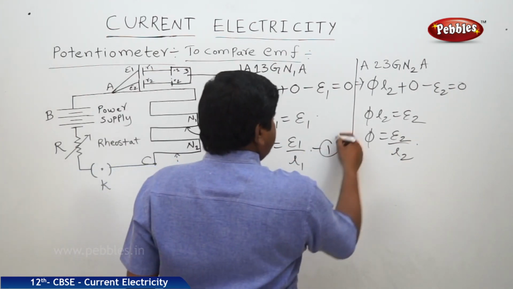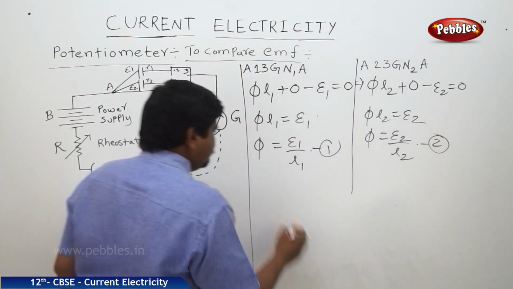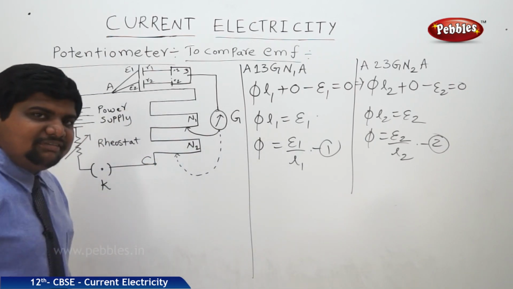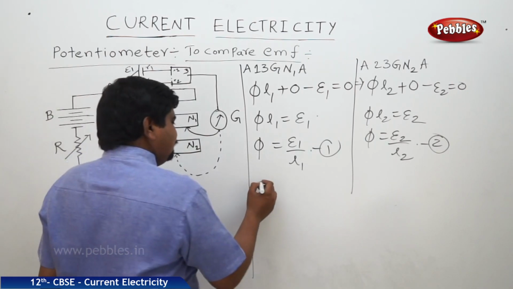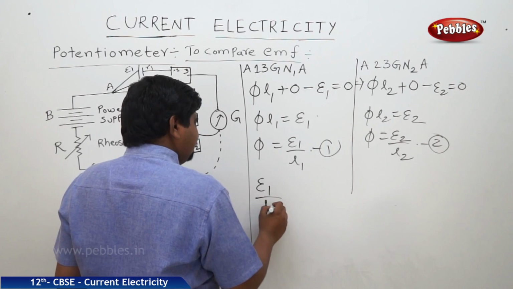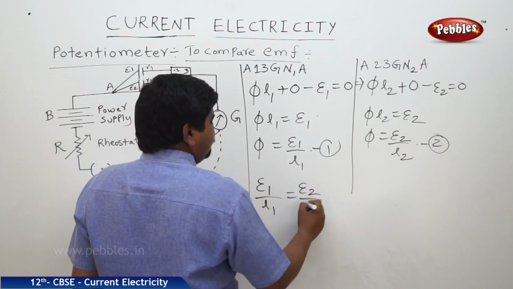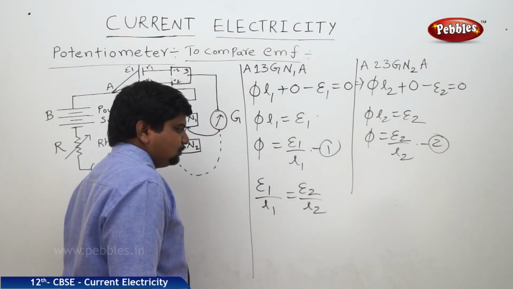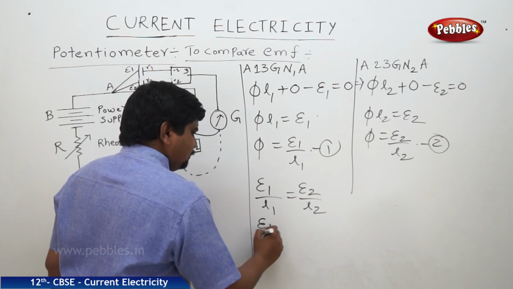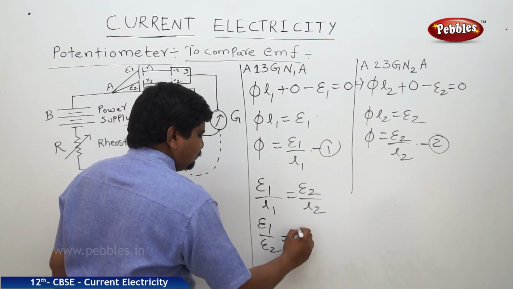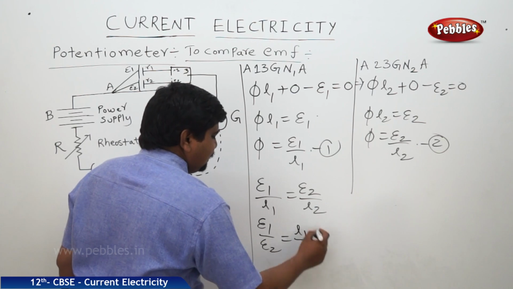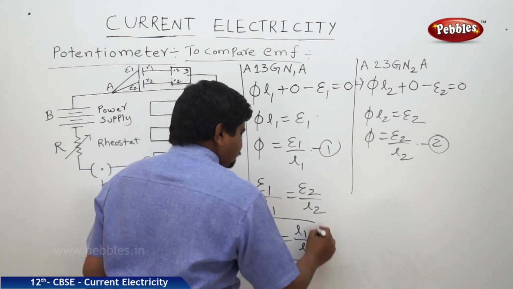This is equation 1, this is equation 2. LHS of both equations are the same, that's why we are equating the RHS. E1 by L1 is equal to E2 by L2. Therefore, E1 by E2 is equal to L1 by L2.